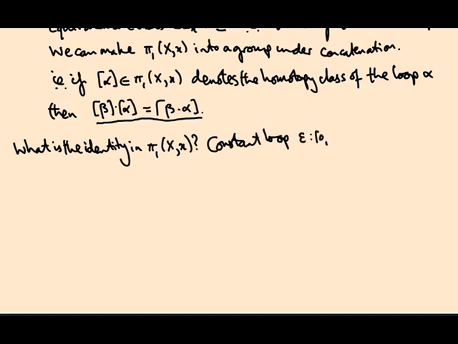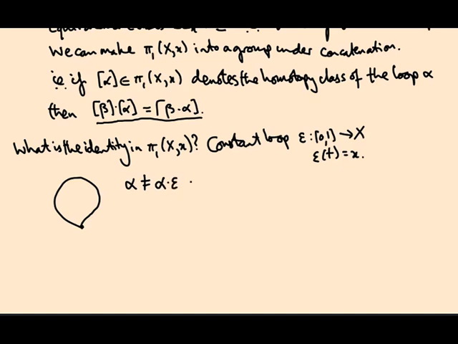The one that sends every point in time to the base point. If I concatenate with this, then I do my loop and then stay put. Or I stay put for half the time and then I do the loop at double speed. So that gives me the same loop. It looks exactly the same. But they're not equal, right? So alpha is not equal to alpha dot epsilon.